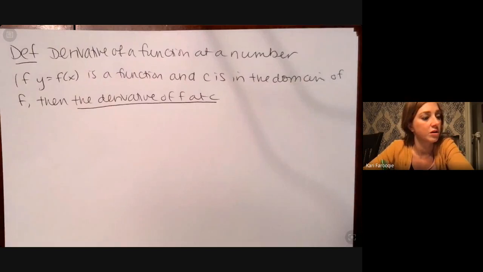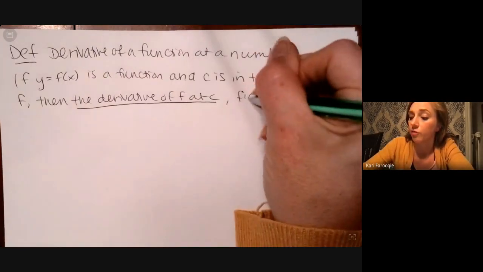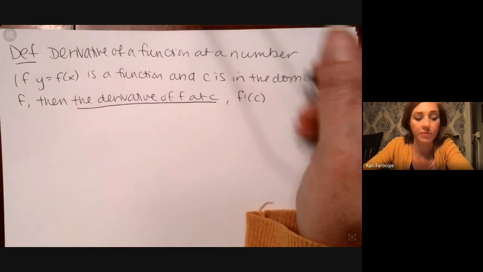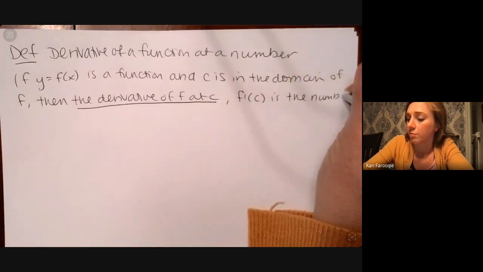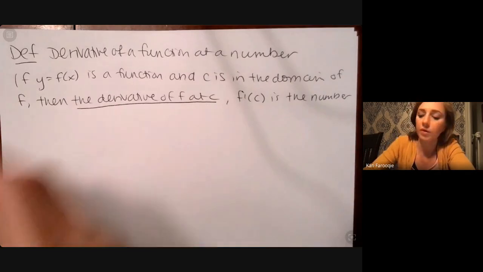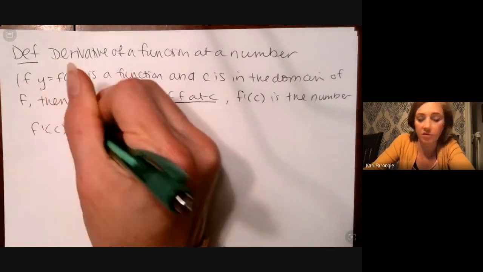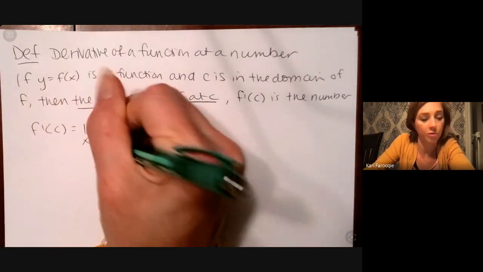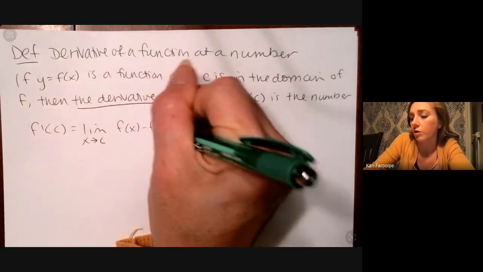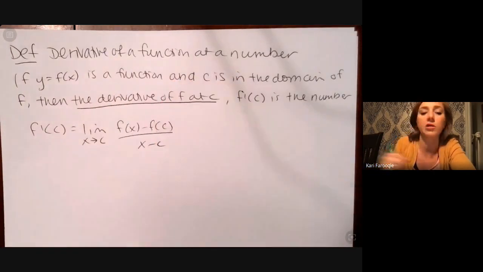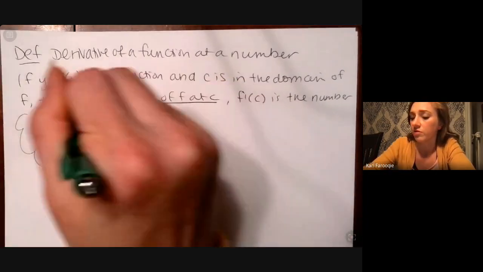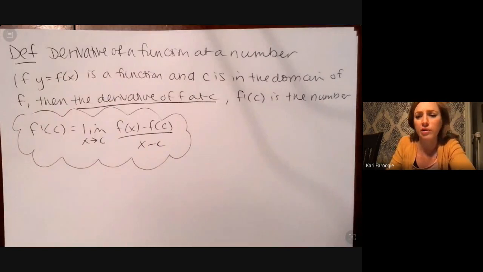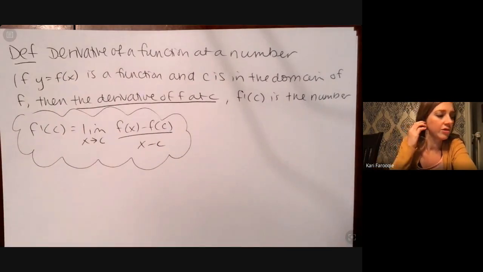that's what we're defining here. Remember, this is f prime of c, is the number f prime of c is equal to the limit as x approaches c of f of x minus f of c divided by x minus c. And we've used this a couple times already today. Put a cloud around it, or whatever you need to do to make it stand out to you.